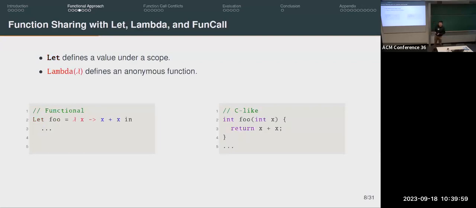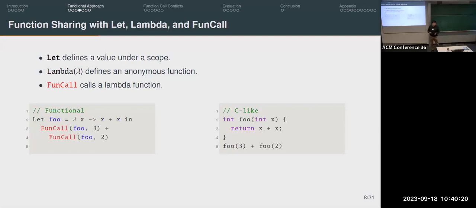After that, we have lambda. Lambda defines an anonymous function. Here we have a parameter x, and we want to use this x twice, for example. After we have a function, we want to use it. In functional programming, we have funcall to use the function. Here we call the function once. Of course, you can call it several times. So you can see the idea of the functional approach here, and we want to turn these primitives into hardware.